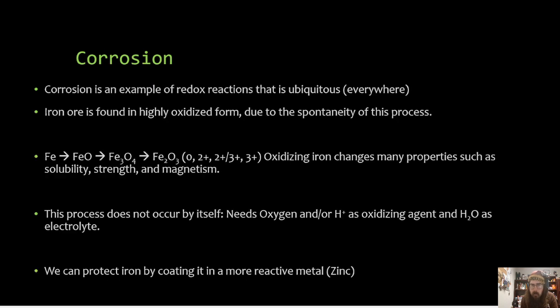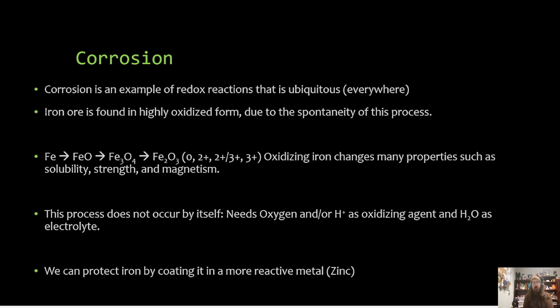Now, the other big redox reaction that happens everywhere is corrosion. Corrosion is a redox reaction that is essentially ubiquitous. It's a type of oxidation. The iron ore and most ores found in the ground, if they are reactive enough, will be found in a highly oxidized form, the hematite ores. And this is because this is a spontaneous process.